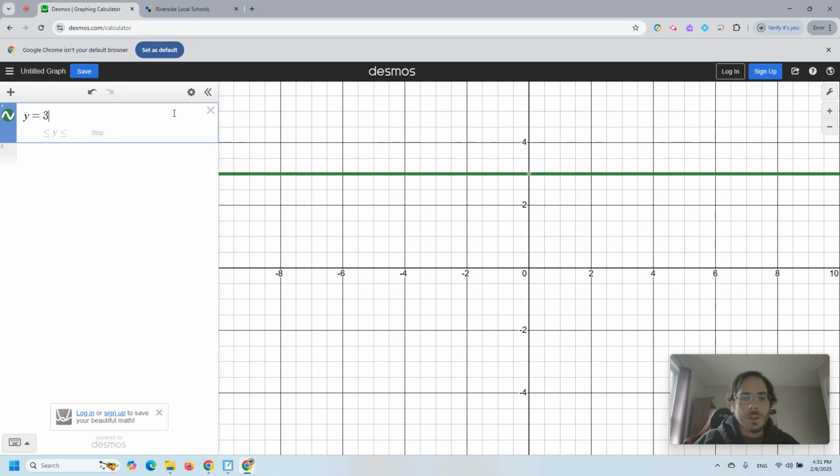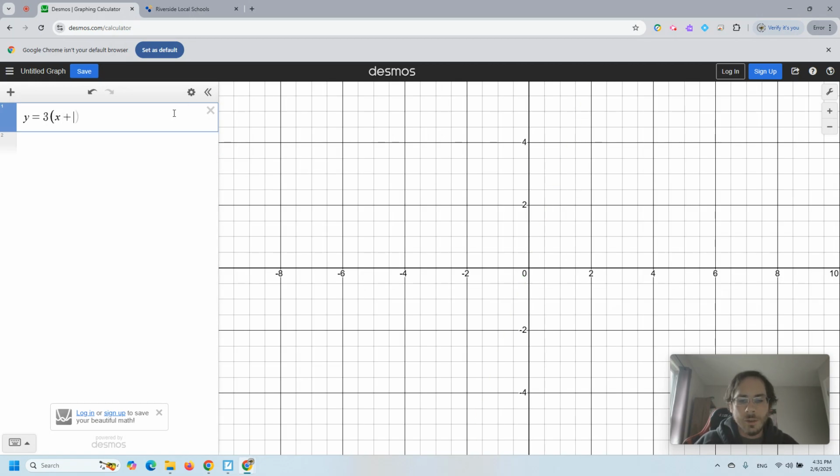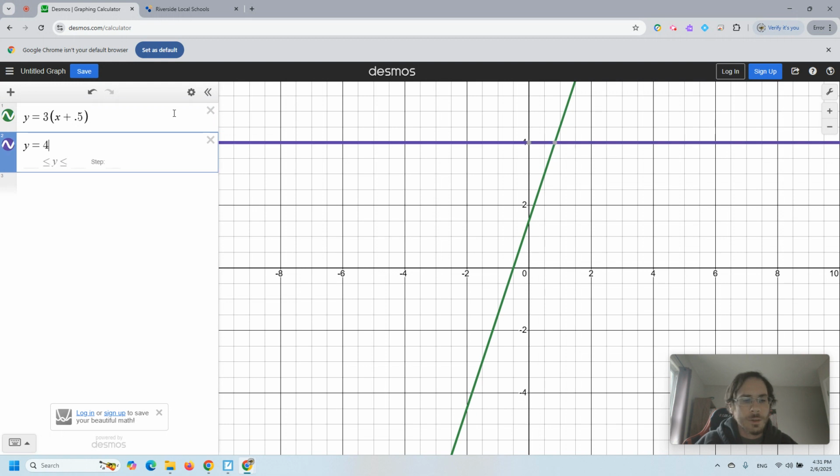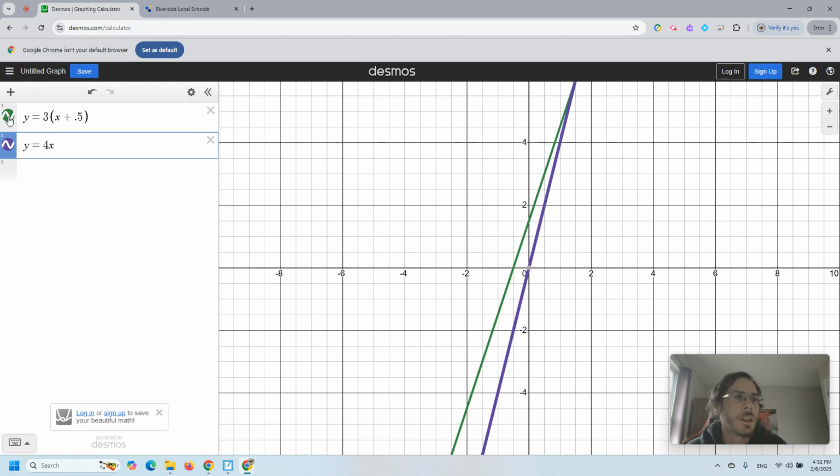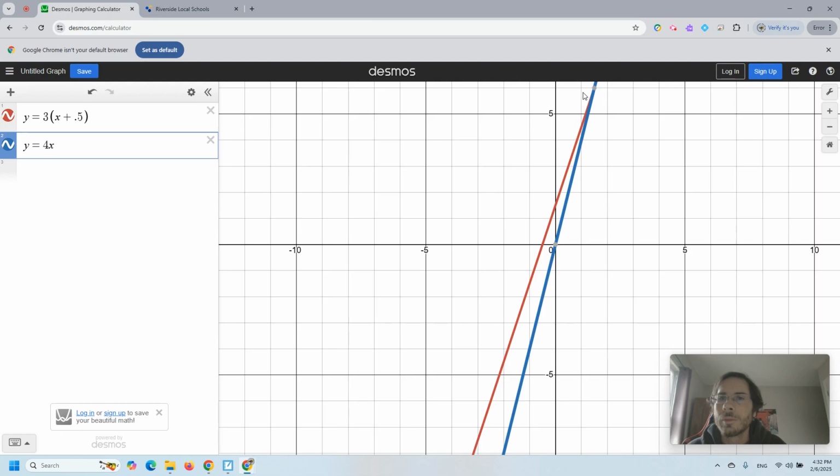y equals 3 parentheses x plus 0.5, and then y equals 4x. I kind of like the red and blue, so I'm going to switch them back. You can use whatever colors you want. And so it looks like we're going to have to zoom out a little bit, but over here we do get a value at 1.5.